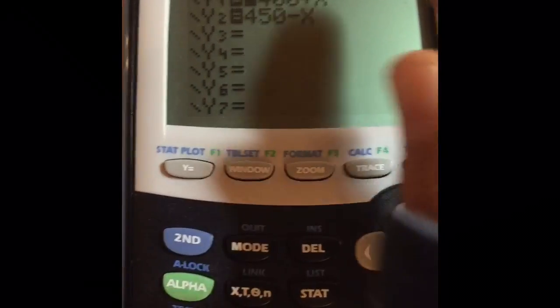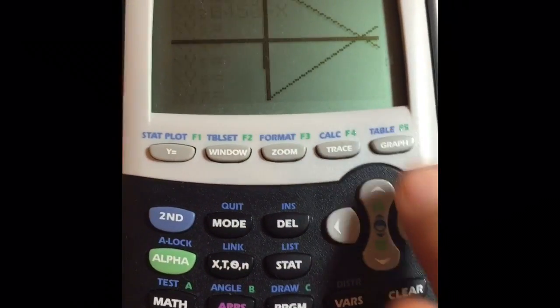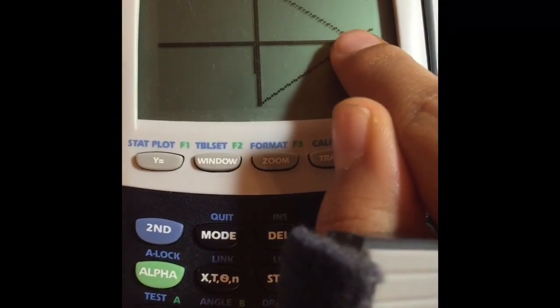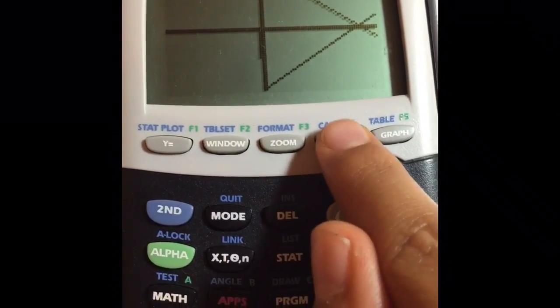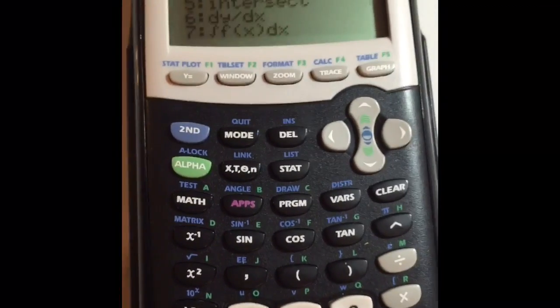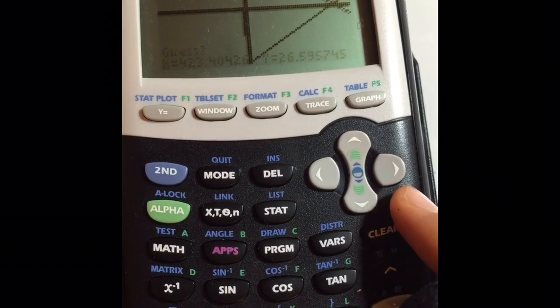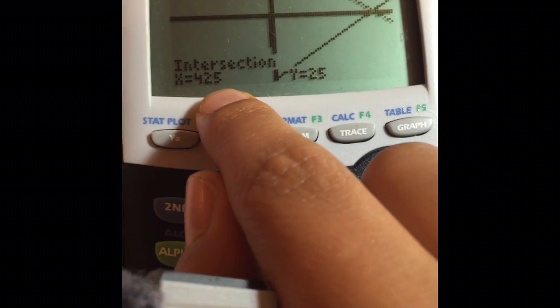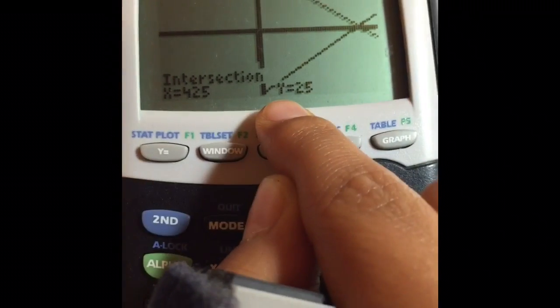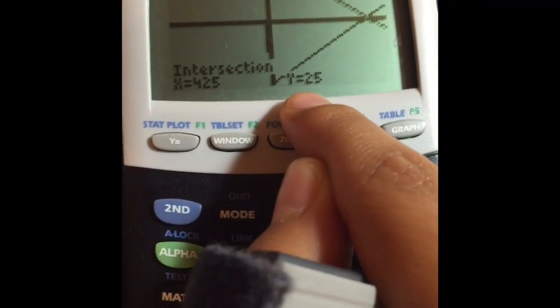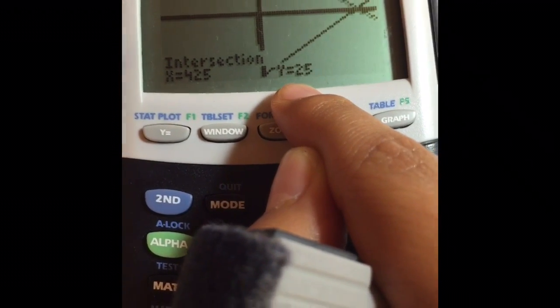After you type in the two equations into the calculator, you press graph, and then you have two lines that are intersecting, and the solution to the problem is this intersection point. So you press second, trace, and then you press 5. Enter that, and there we have it. Intersection x equals 425 and y equals 25, and our x value is the plane's ground speed and the y value is the wind speed.